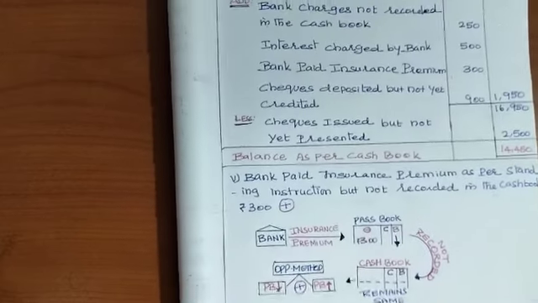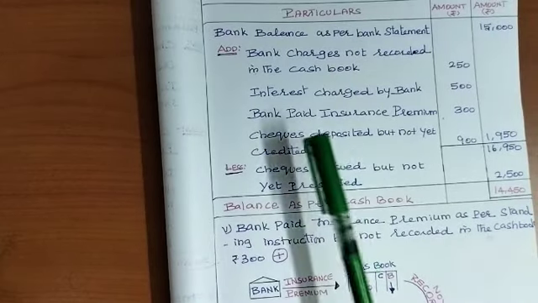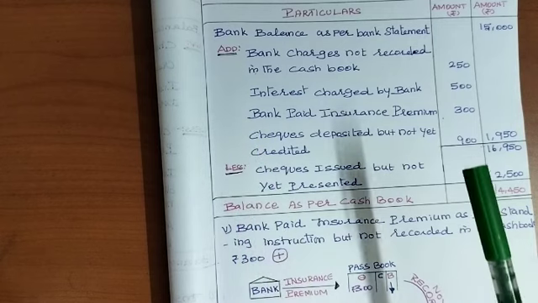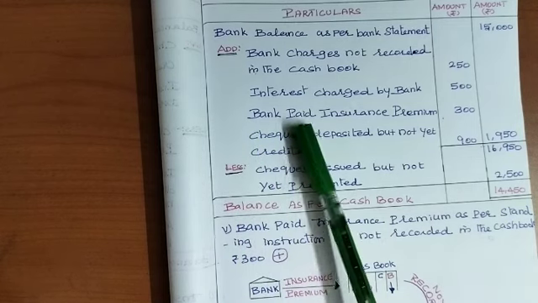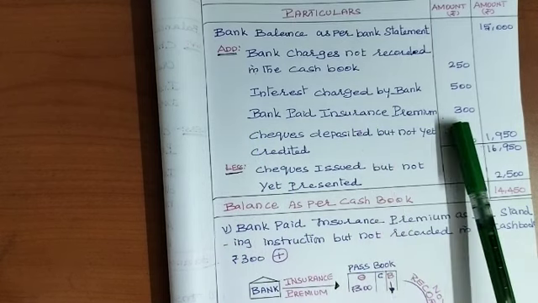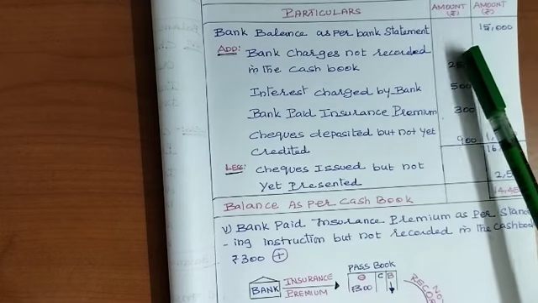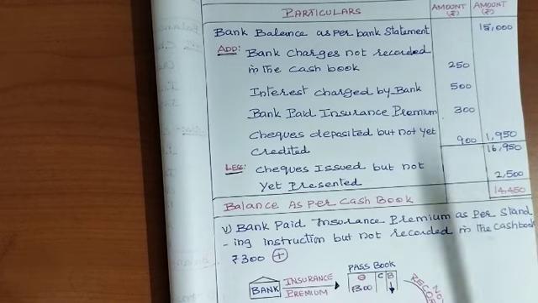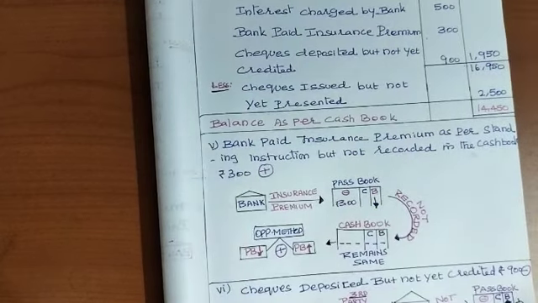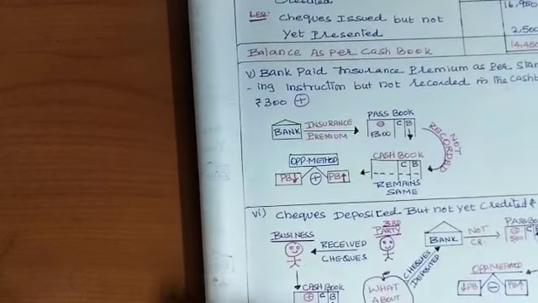Are you clear? Okay. So in the add column we have to write bank paid insurance premium, and 300 rupees is to be entered in the inner amount column. We entered. Okay. Let's see the next transaction.